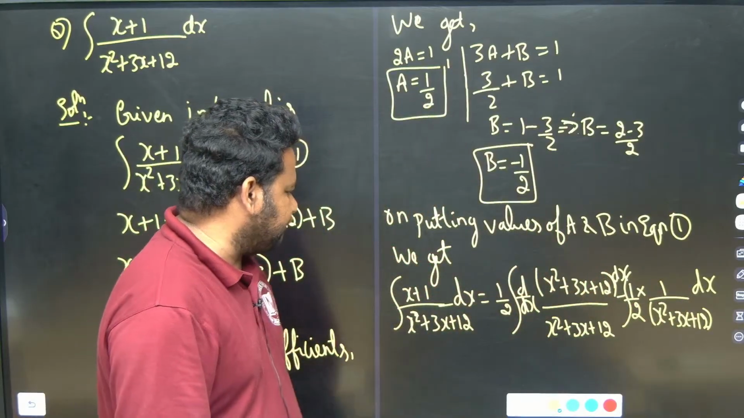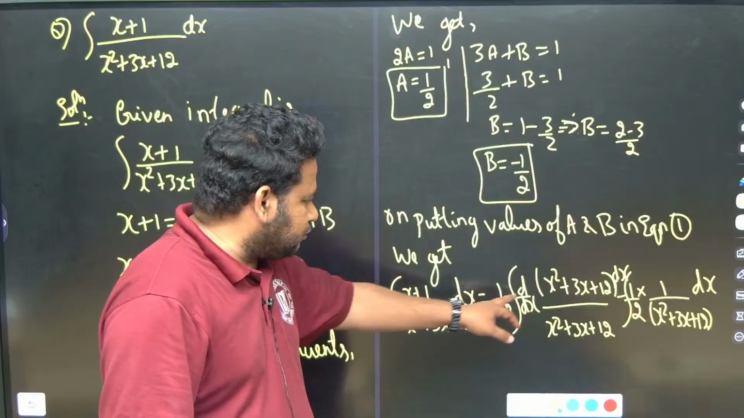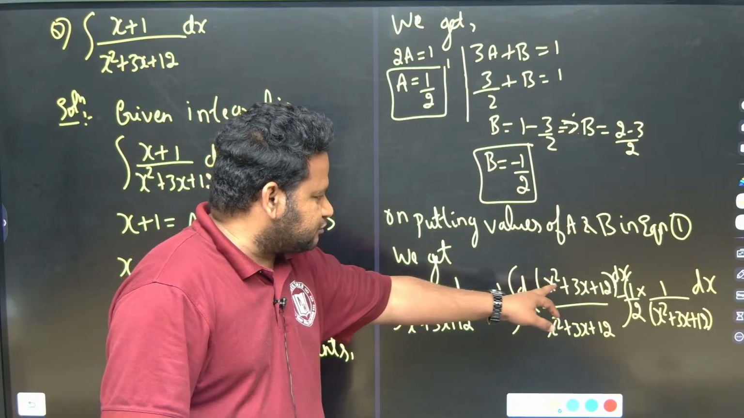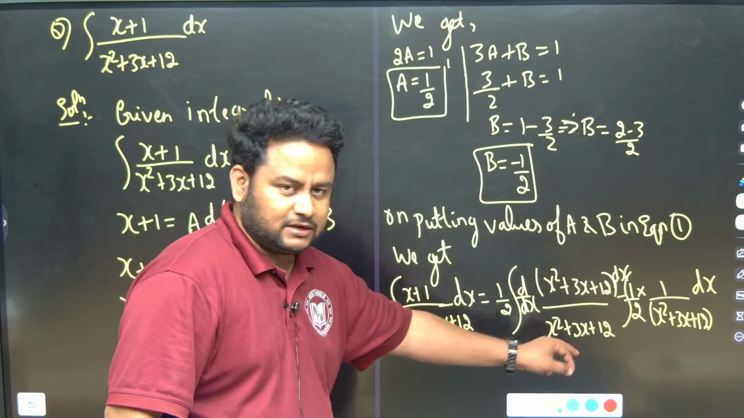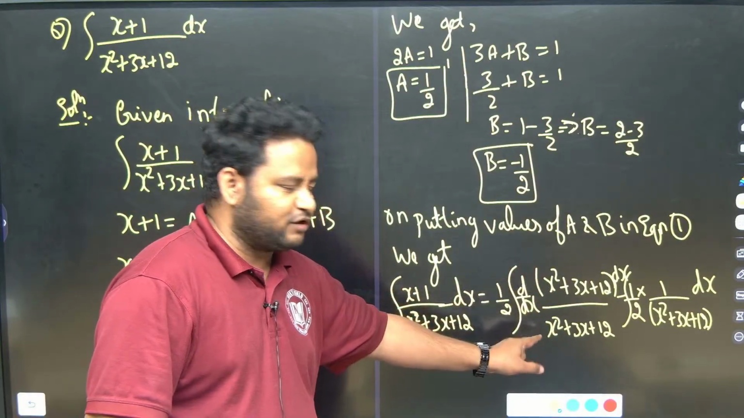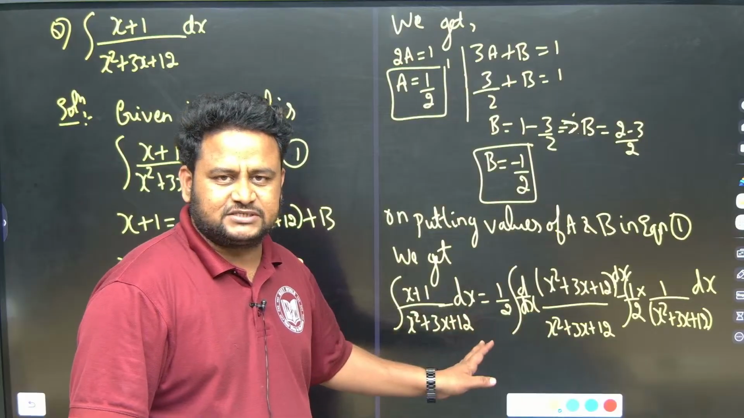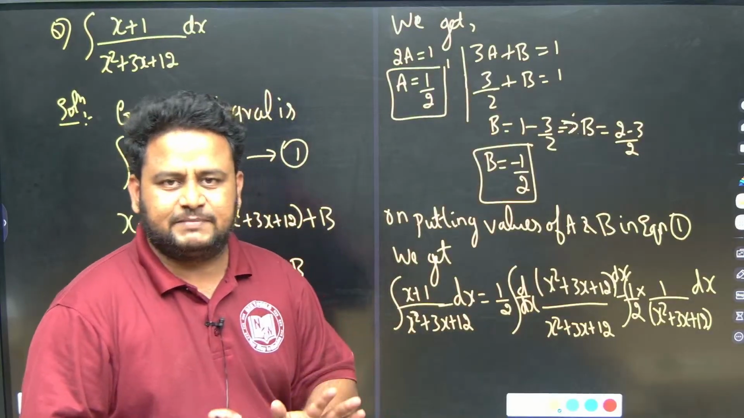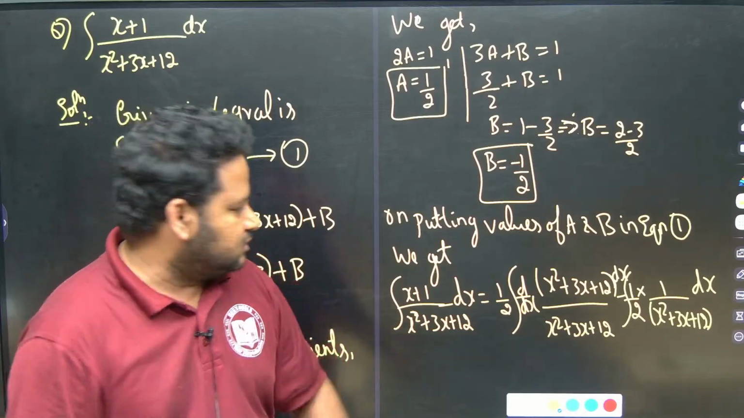Now observe here carefully. 1 by 2 into d by dx of x square plus 3x plus 12, divided by x square plus 3x plus 12, is nothing but the integral of f dash of x by f of x. We have learned that the integral of f dash of x by f of x is equal to log f of x plus c. So here I can apply that.